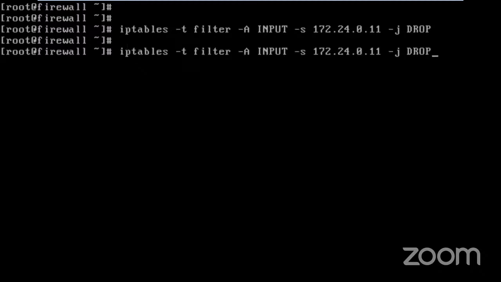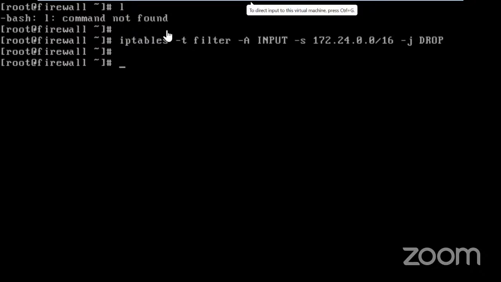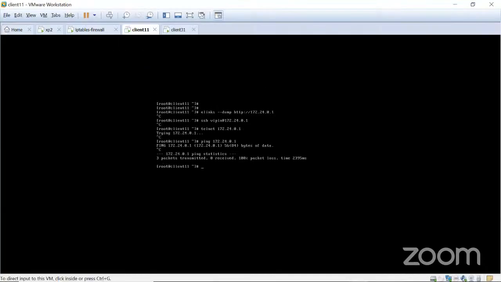So first of all, I have to delete this rule. For deleting the rule, the command is D. Now I'm going to write a new rule. So in my case, I'm going to write this. I'm saying iptables, the type of firewall is filter, A means in the input direction, the source is this network. That means we want to block the whole network. J means drop. Now what will happen? I will go to the 11th system.